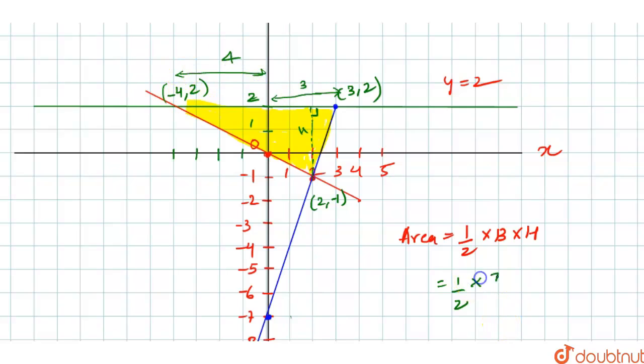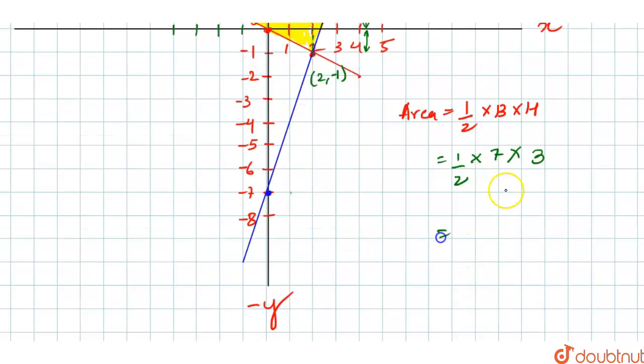So our base is 7, and the height will be this vertical distance plus this vertical distance. So this is 2 units, and this much is 1 unit. So 2 plus 1 is 3. So we will have our height as 3. So now 7 times 3 is 21. So 21 upon 2, that means 10.5 square units is the area of this triangle, right?